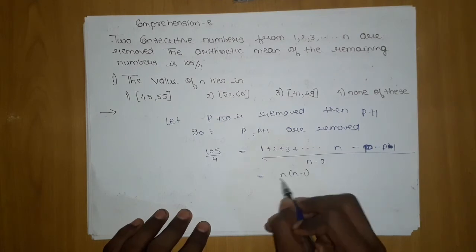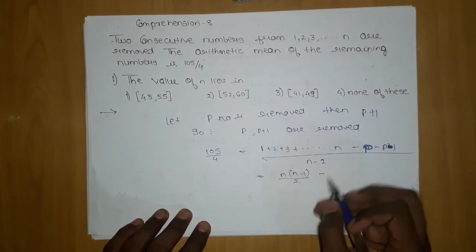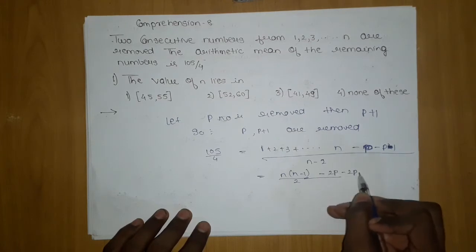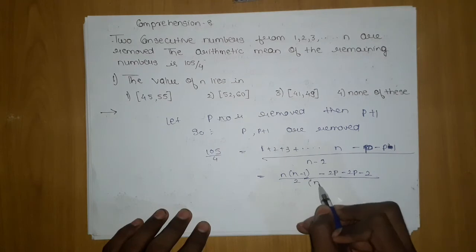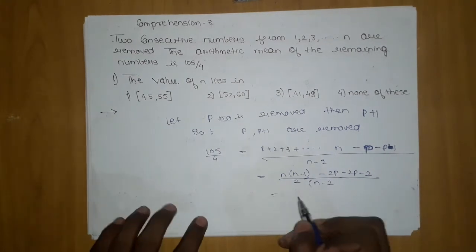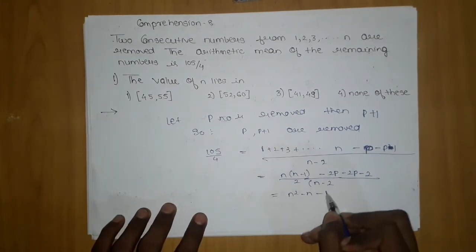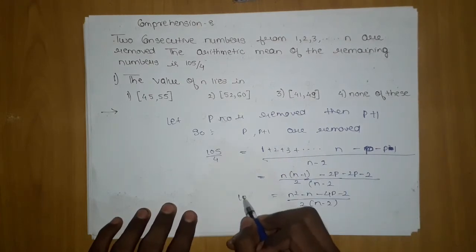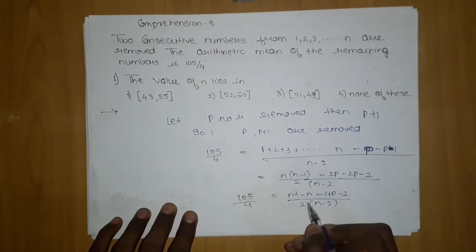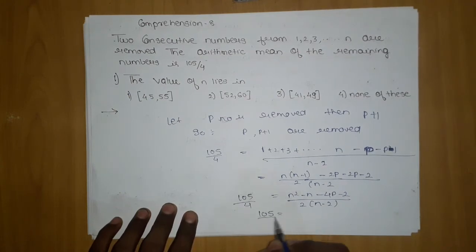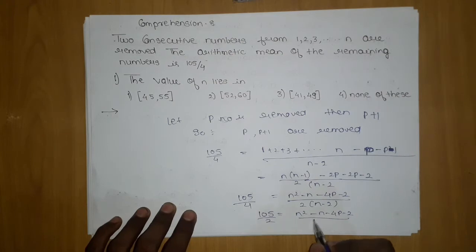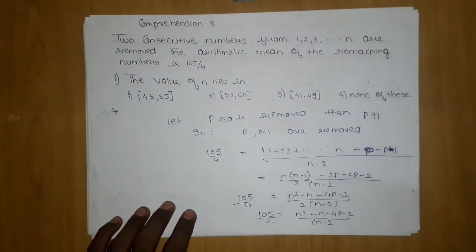Do I know the sum of n terms? Yes, n into n plus 1 by 2, and here I will multiply with 2. This will become 2p plus 1 upon n minus 2, which gives me finally n square plus n minus 4p minus 2 upon 2 into n minus 2. Here 105 upon 4, this 2 will cancel, giving 105 by 2 is equal to n square plus n minus 4p minus 2 upon n minus 2. So we are left with this thing.